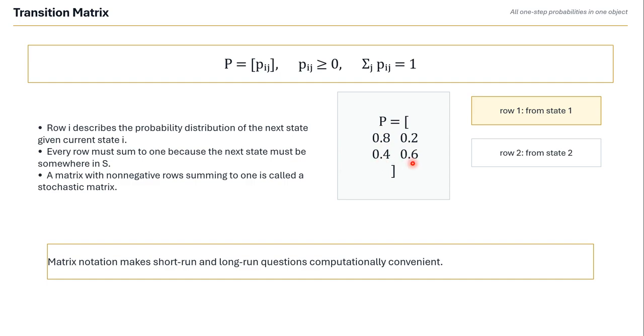If the current state is state 1, then the chain stays in state 1 with probability 0.8 and moves to state 2 with probability 0.2. If the current state is state 2, then it moves to state 1 with probability 0.4 and stays in state 2 with probability 0.6. The transition matrix is important because it lets us answer prediction questions using matrix multiplication.